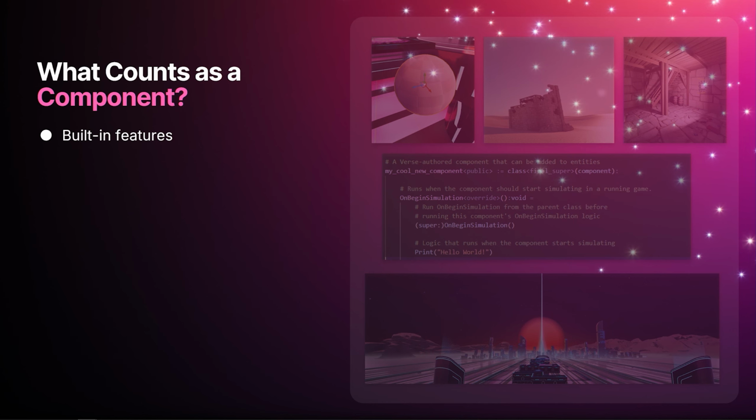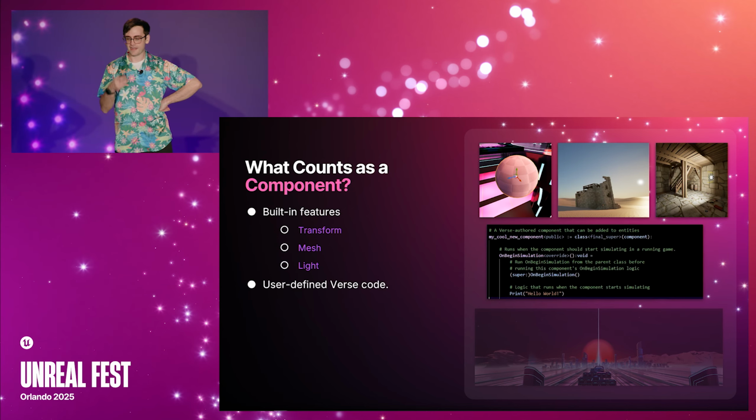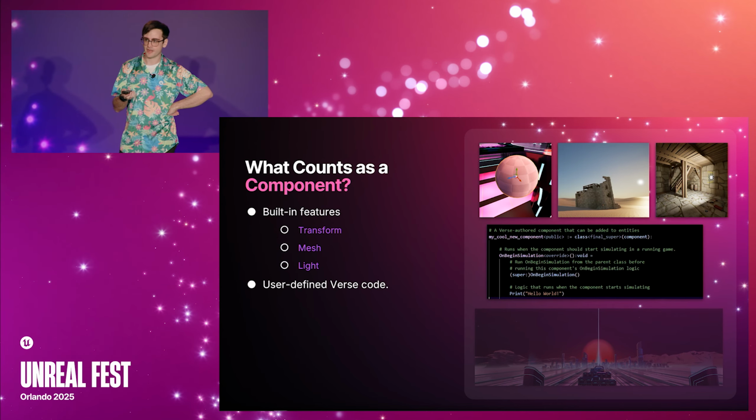Through the API, we provide to you things such as transform components, so you can place your object in the level. A mesh component, so you can actually represent the object in space. And then things like light components to shine lights. Basically, a set of building blocks that are really easy to get started with and get working with. Further than that, components can also be your own user-defined verse code.